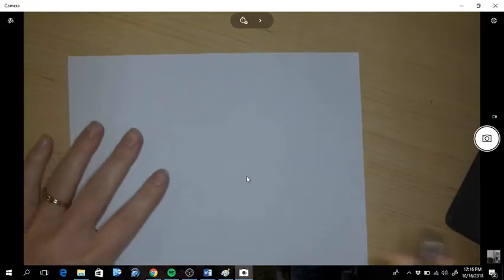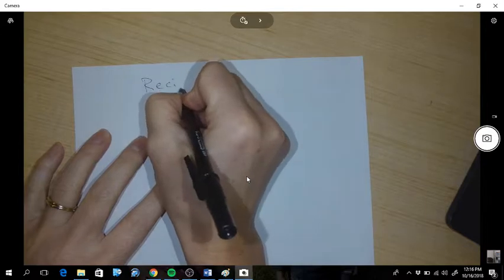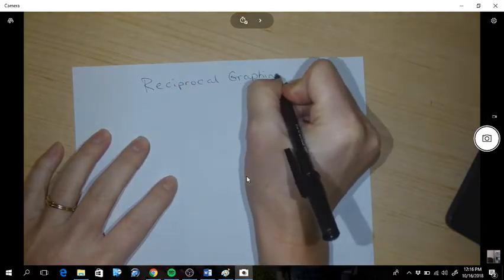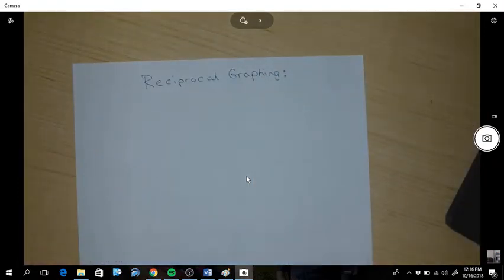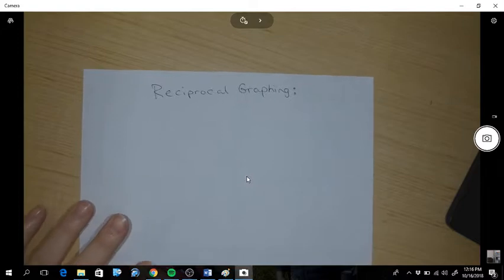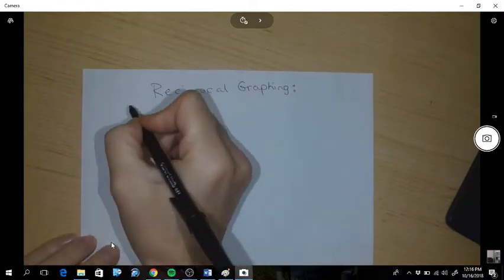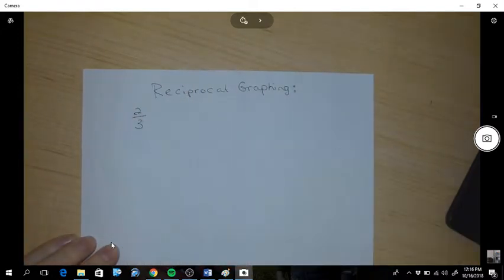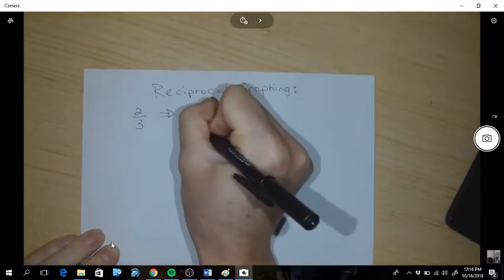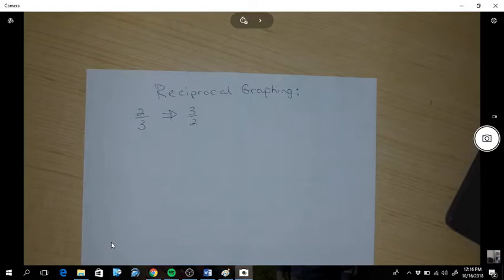Okay, reciprocal graphing. Okay, what is a reciprocal? So you've probably heard that word when you've been working with fractions. If you have a fraction of 2/3, the reciprocal would be 3/2. Does that ring a bell?